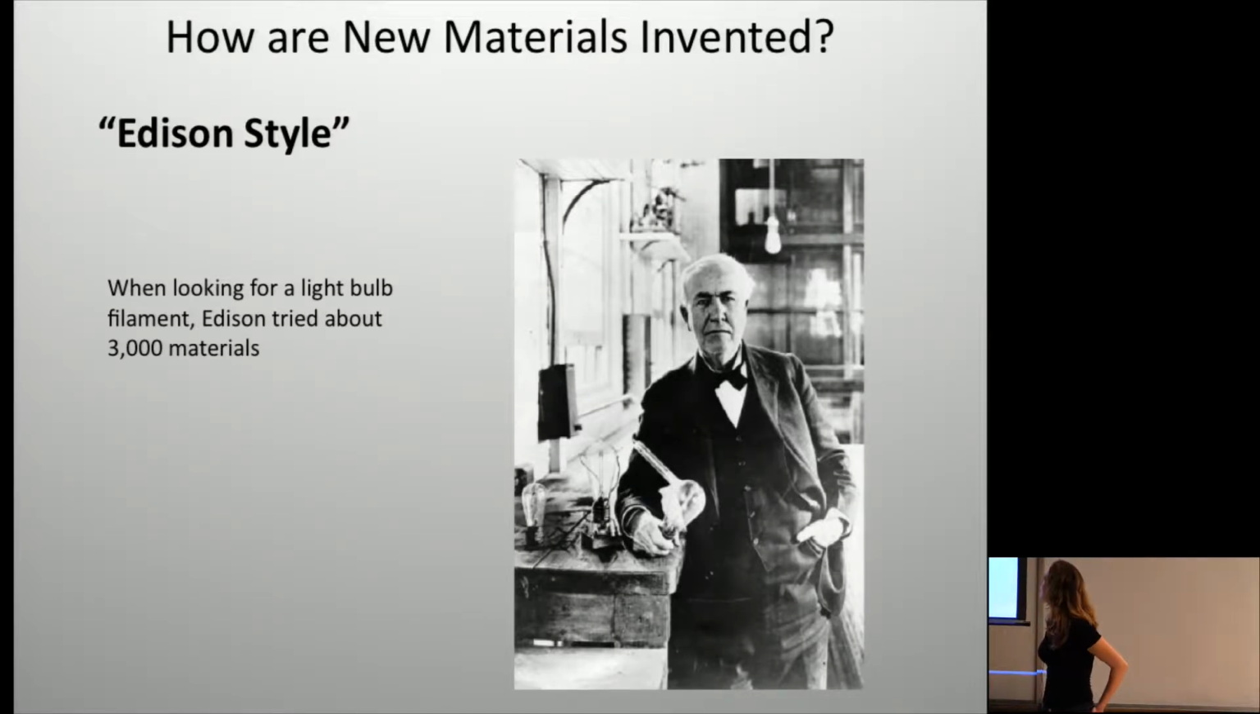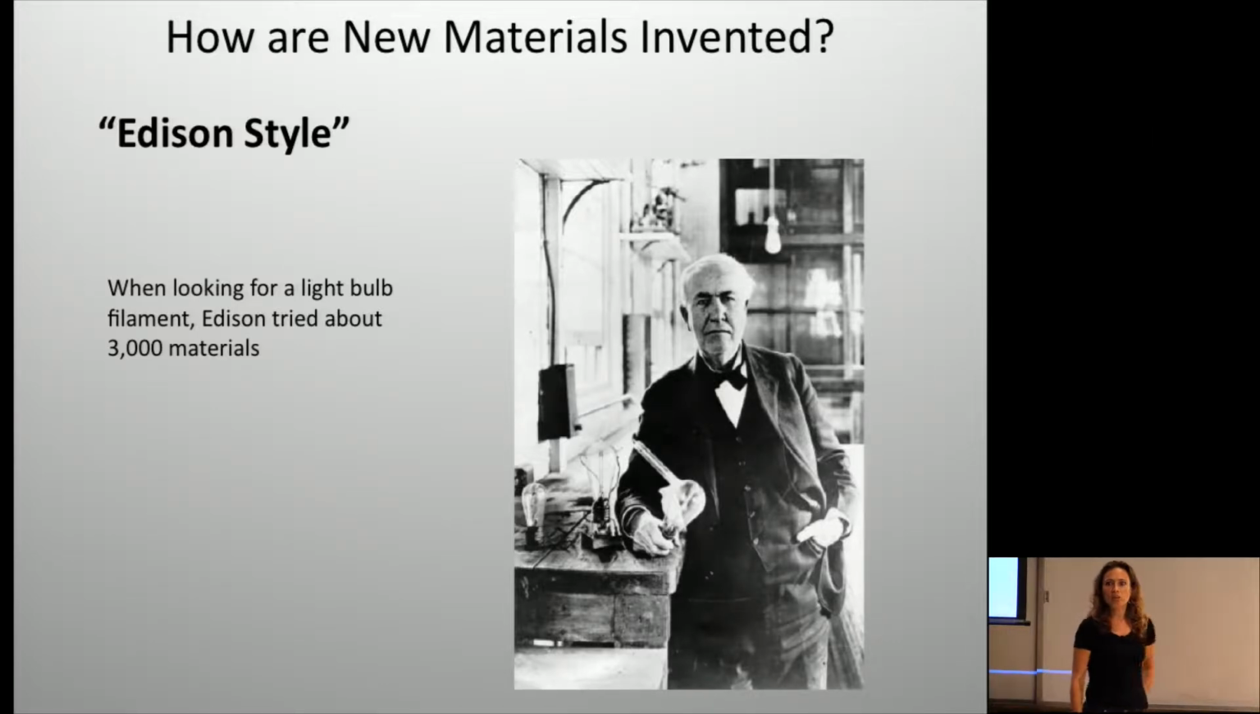Let's take an example. Edison in the 19th century, when he was looking for a filament, the little thread that burns in a light bulb, he just tried a bunch of stuff. That's called an Edisonian approach. And he actually ordered materials from all over the world, more than 3,000 materials. And he just tested them, one after the other. That's why we call things Edisonian.